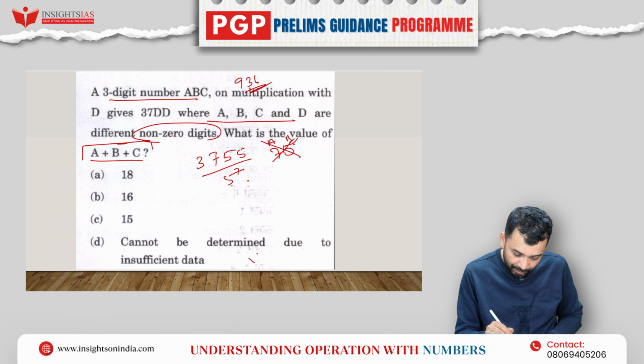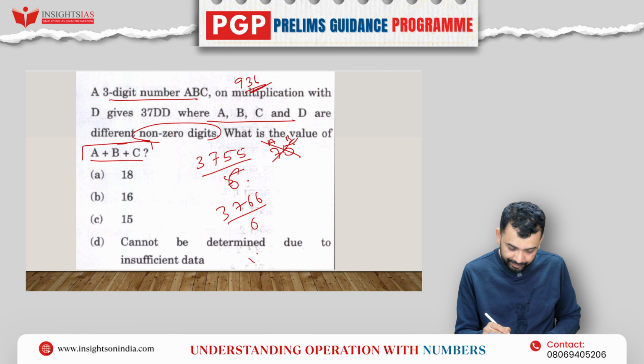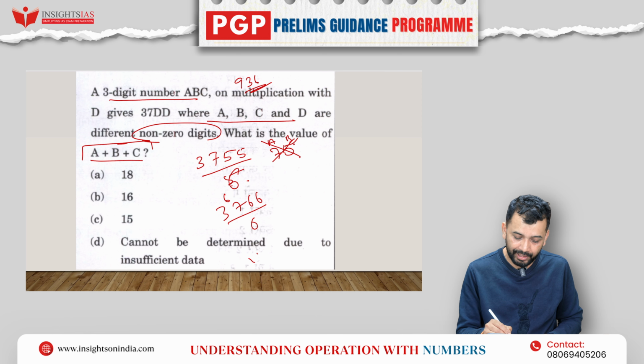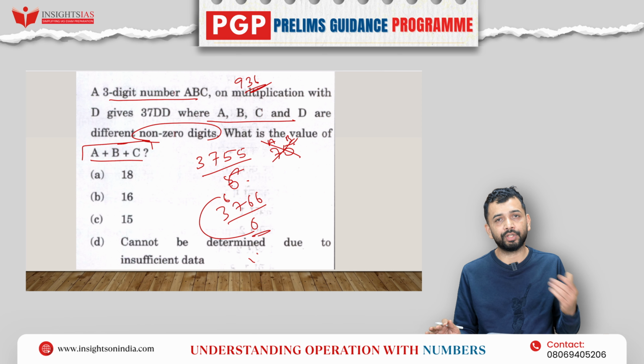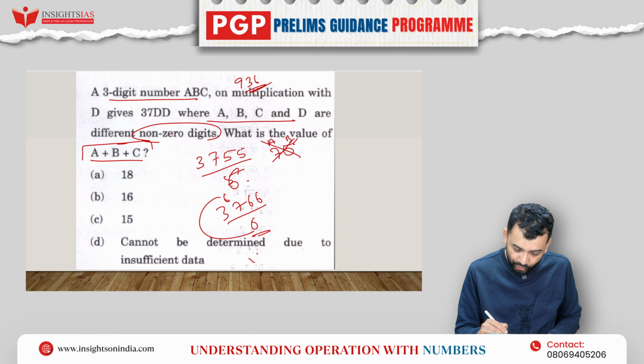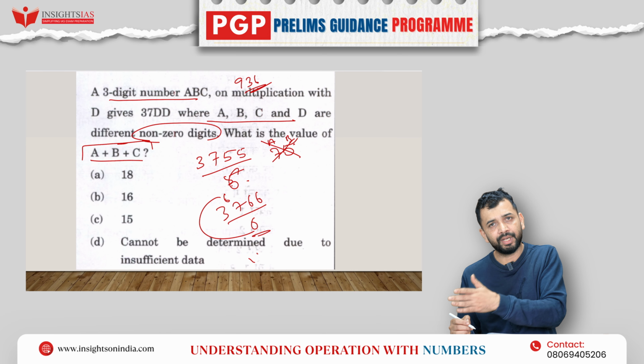Now similarly think about 6. That is 3766 divided by 6. 6 6s are 36, so this A as well as D becomes the same, 6 and 6. Again I cannot do that because they have told that A, B, C, D are different. So you don't need to do further calculation. All you have to do is make them different from each other.